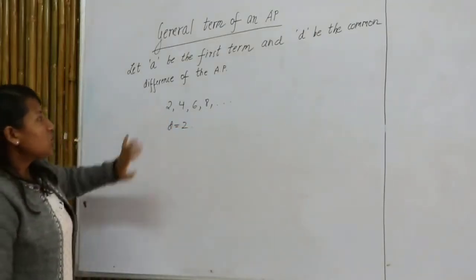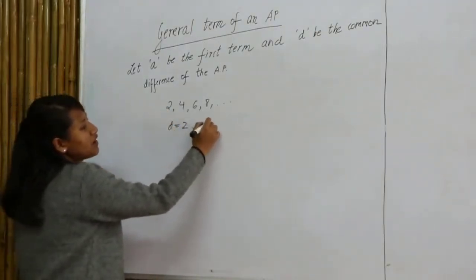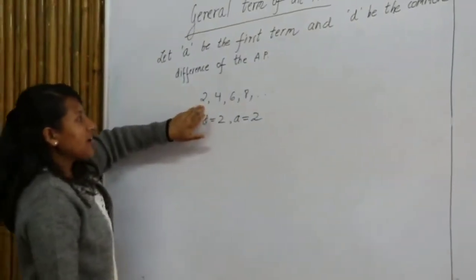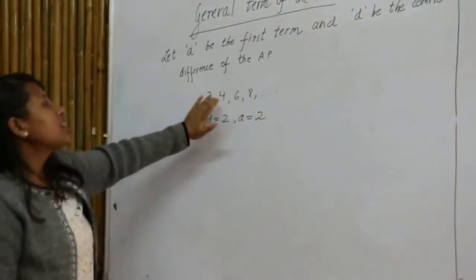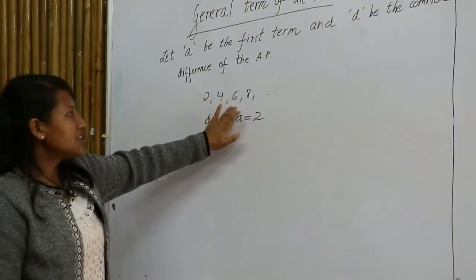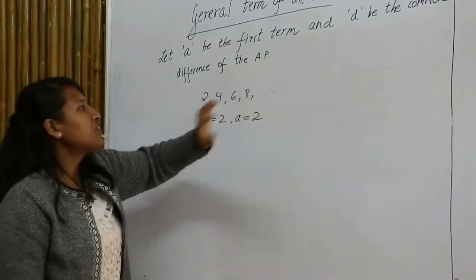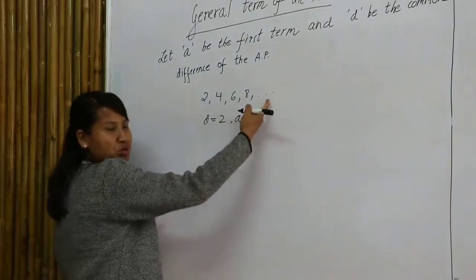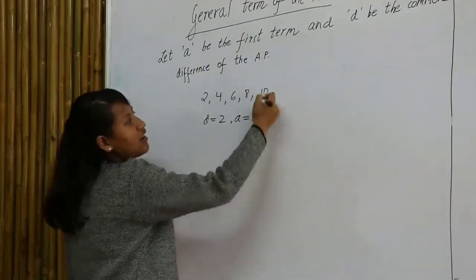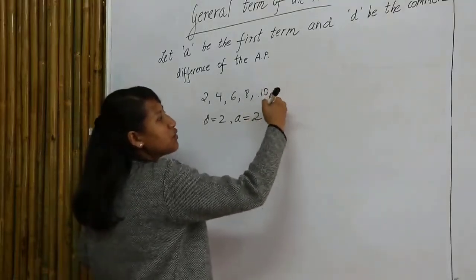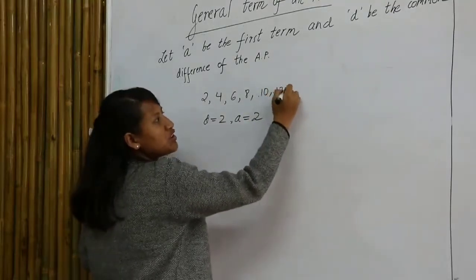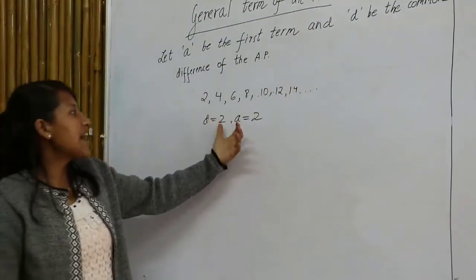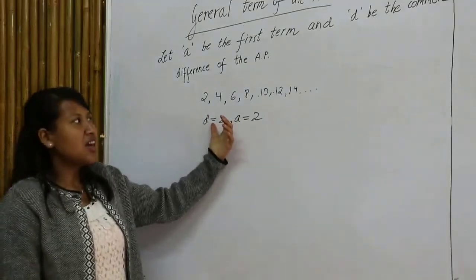So what is the first term? It is 2. Let's recall, this is called the first term, this is the second term, the third term, the fourth term, and the fifth term. Can you tell me what's the fifth term? It is 8 plus 2, so it will be 10. So what will be the next term? It will be 10 plus 2, so it is 12. So it goes on like this. If you want to know the next term, you just add the common difference.